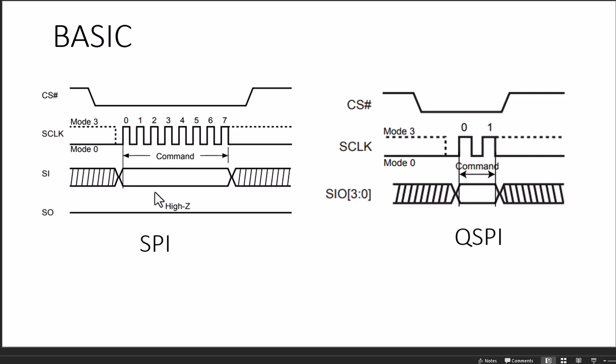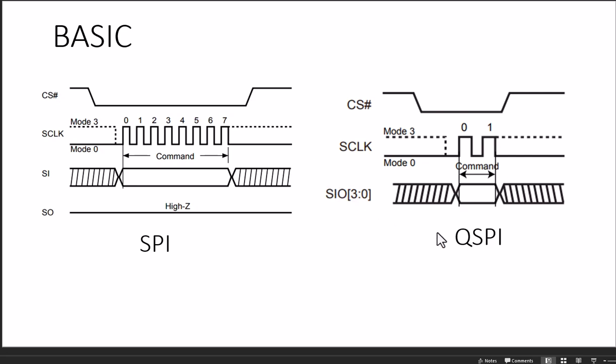It might be the command or data, it depends, and there will be 2 modes. Mode 0 means in idle condition the S clock is low. If it is mode 3, it means in idle condition the clock is high.